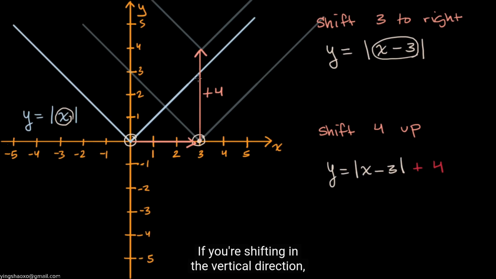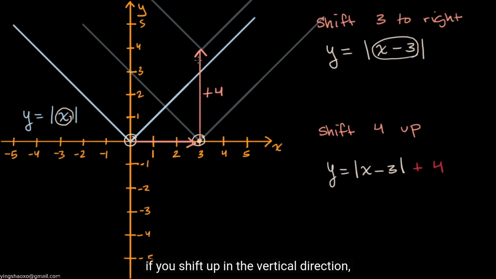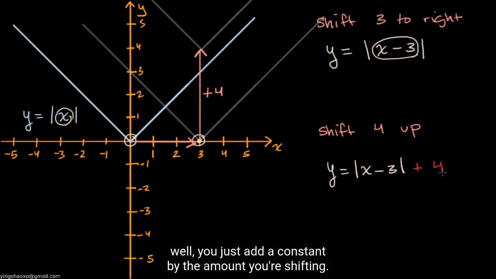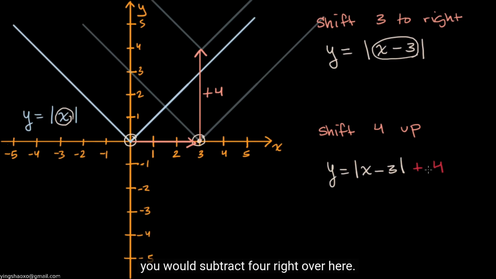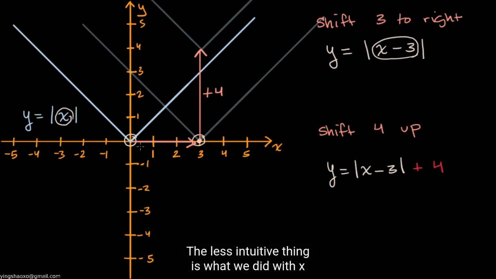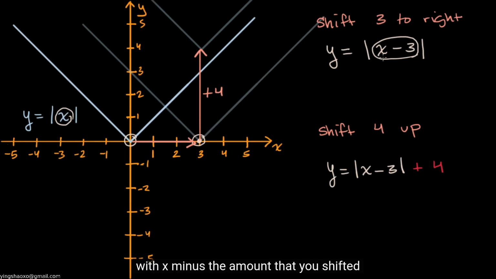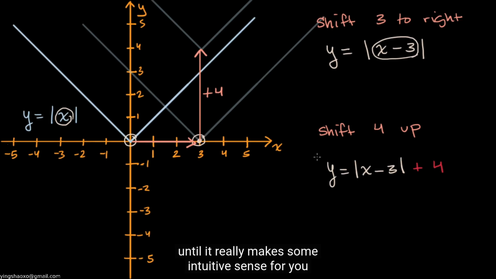If you shift up in the vertical direction, well, you just add a constant by the amount you're shifting. If you shift down in the vertical direction, you would subtract. If we said shift down 4, you would subtract 4 right over here. The less intuitive thing is what we did with x. When you shift to the right, you actually replace your x with x minus the amount that you shifted. But once again, try out numbers until it really makes some intuitive sense for you.